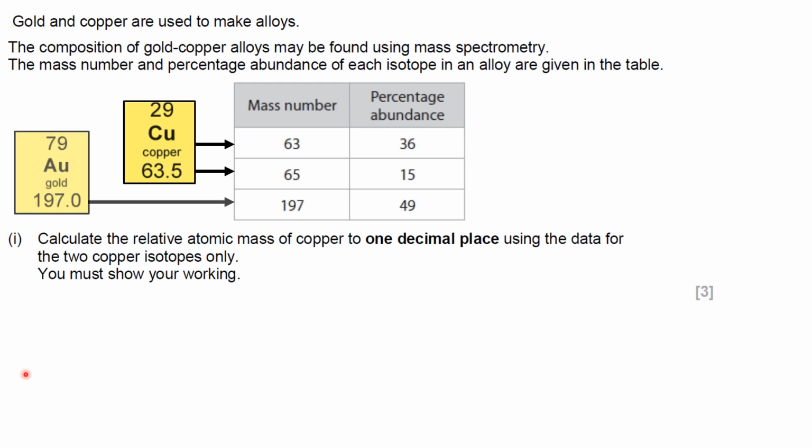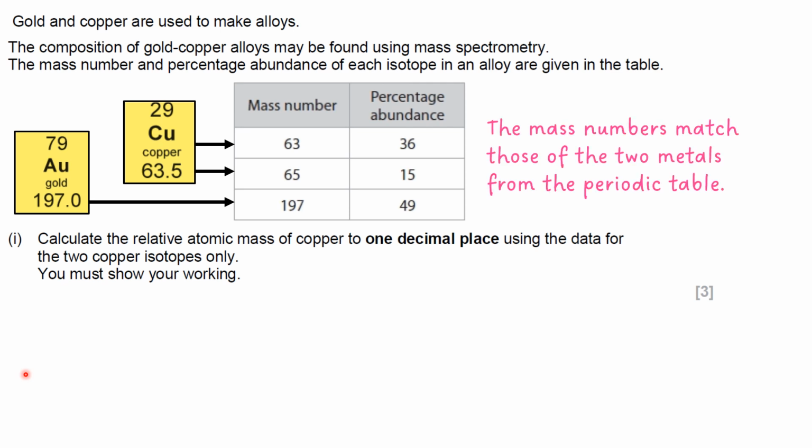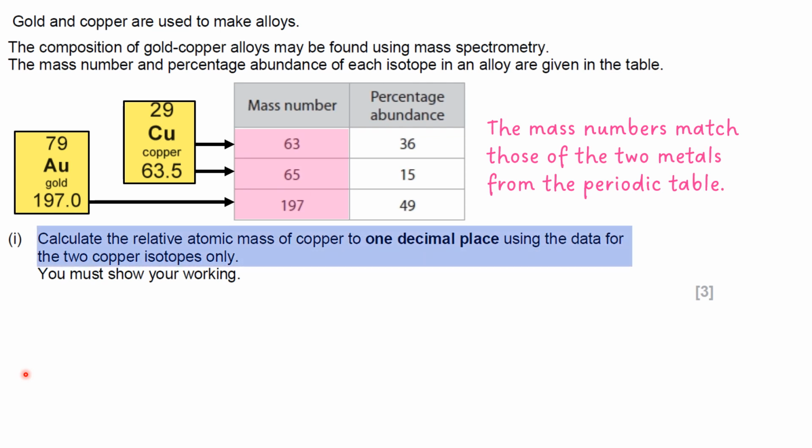So looking at the information and just cross-referencing to the relevant two metals in the periodic table, gold and copper, you can see that the mass numbers match those of the two metals from the periodic table. So when we come down to the calculation, it says you must show your working. So you can see that there's 3 marks on offer over here.